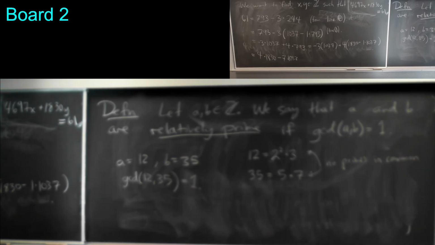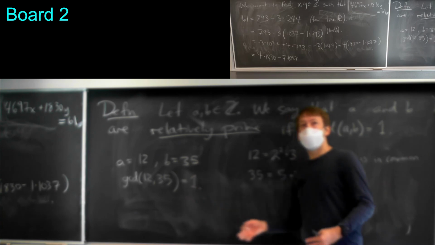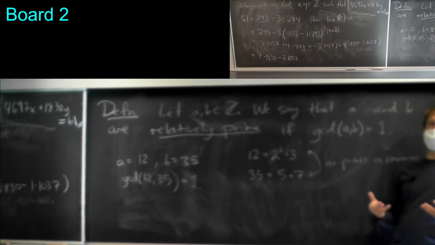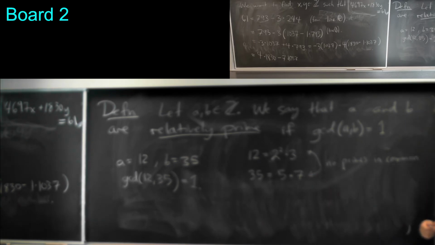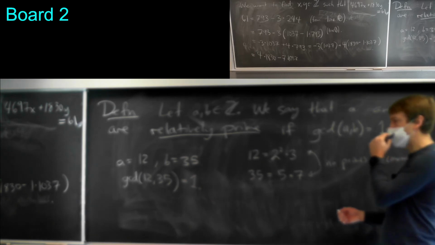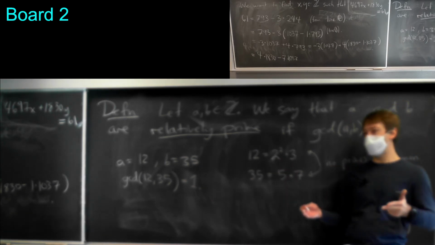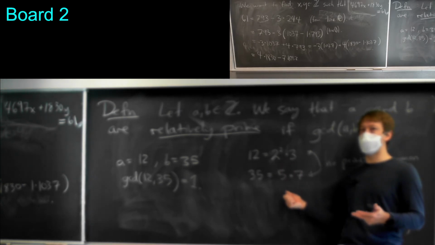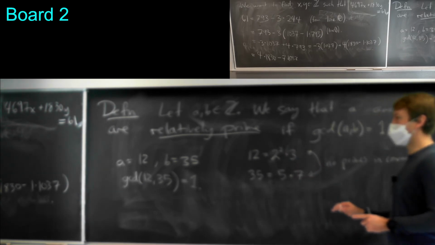If there was a prime in common, then that would divide both of these numbers, and the GCD would be bigger than 1. And if you look at the prime decompositions and there are no primes in common, then the GCD must be 1, because nothing divides both of these numbers. Basically, if you had an integer that divides both of these numbers, you could ask what is the prime decomposition of that integer? It would have to have some primes in common here and also here, but that can't be the case.